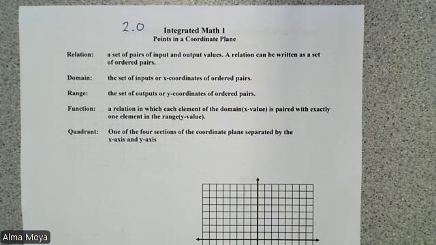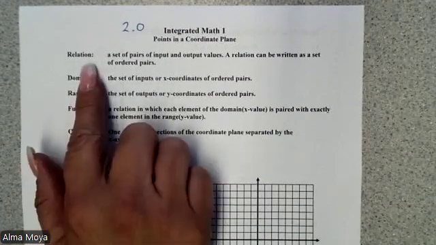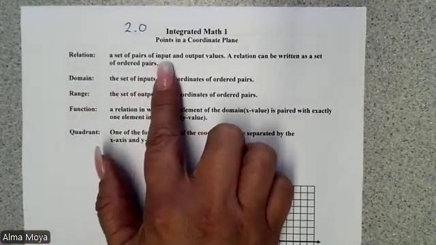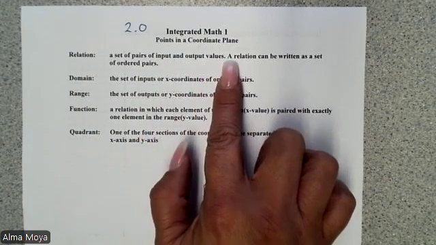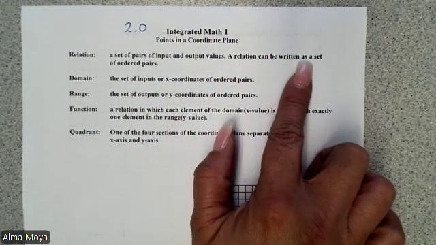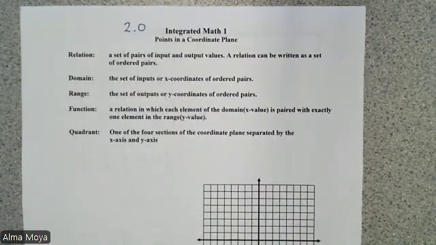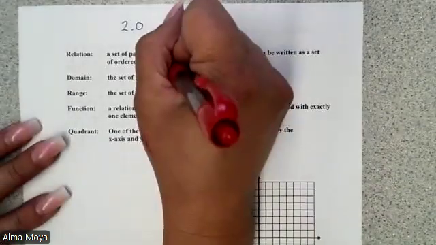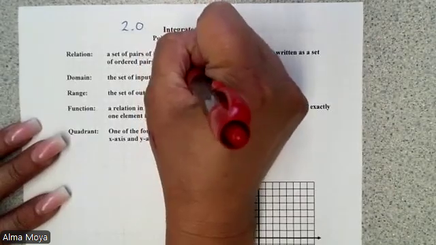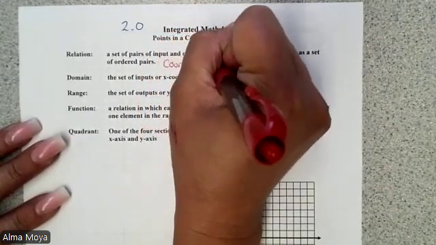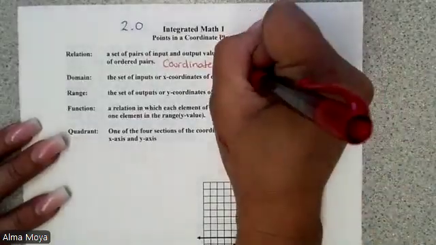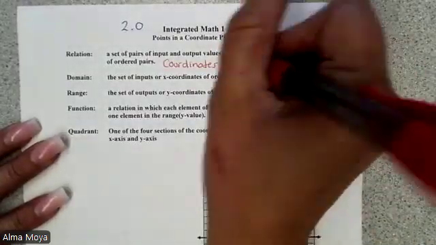Today's notes are going to be on topic 2.0. Now, a relation. A relation is a set of pairs of inputs and output values. A relation can be written as a set of ordered pairs. So you guys know it written as coordinates. Now, a coordinate is a point, an X and a Y.